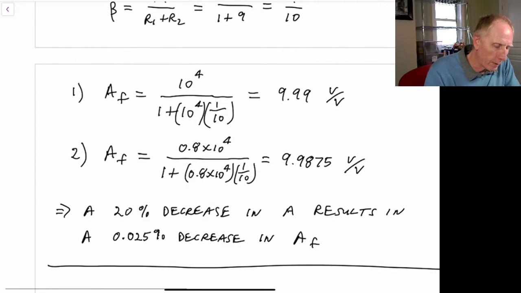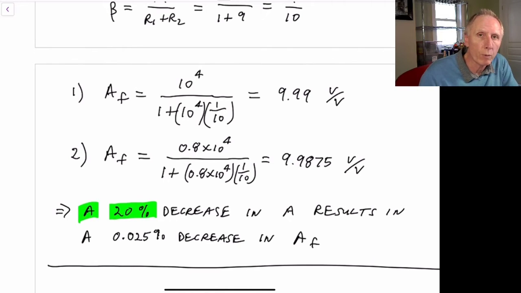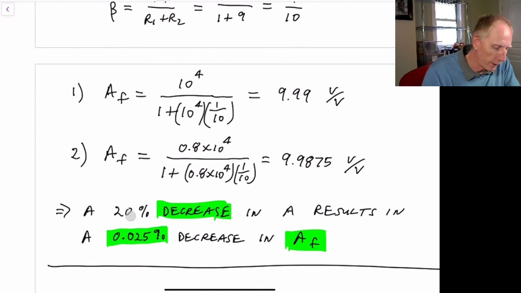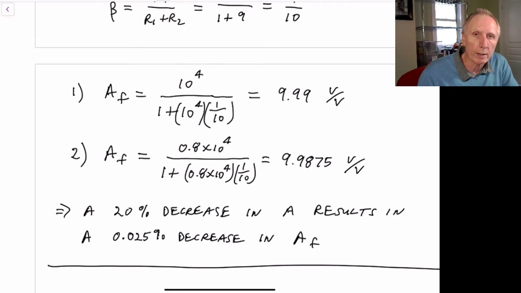So what we noticed is that A changed by 20%. We went from 10 to the fourth down to 0.8 times 10 to the fourth. So it decreased by 20%, but that only resulted in a 0.025% change in the closed loop gain. So we've desensitized our circuit in terms of the amplifier gain A. It can change quite a bit, and the closed loop gain doesn't change too much.